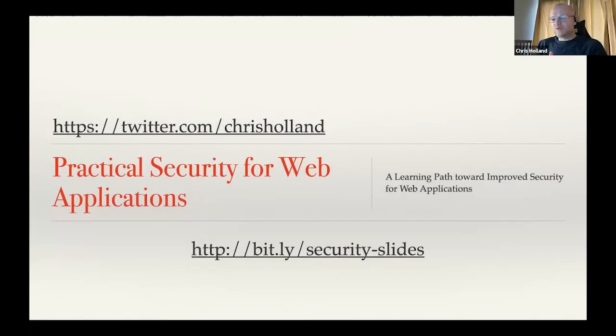Welcome to Practical Security for Web Applications. We're going to cover a lot of topics, and you can go to bit.ly/security-slides, and it will download a PDF of the entire presentation with all of the links and all the information that I referenced. So you don't have to feel pressure to take pictures or screenshots during the presentation. You will have all the information in there.